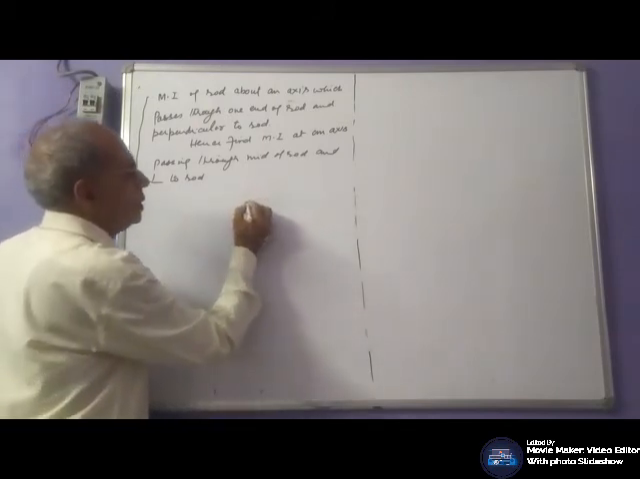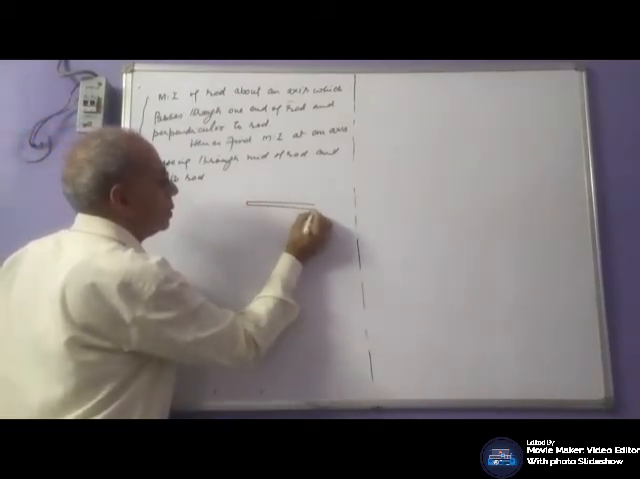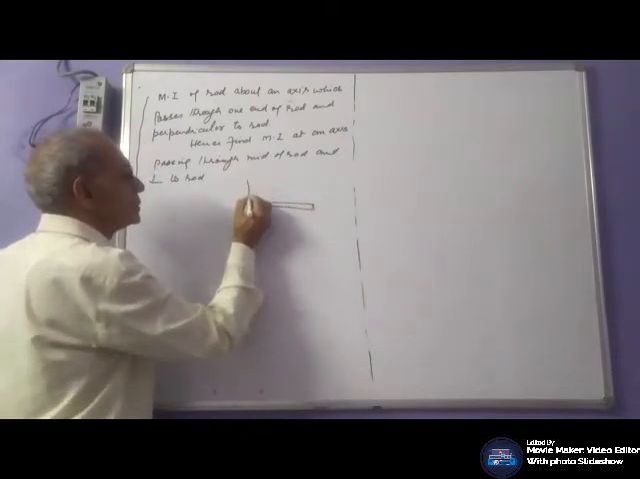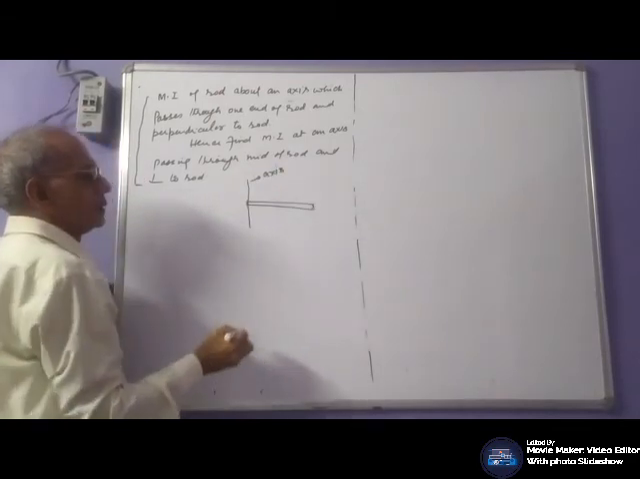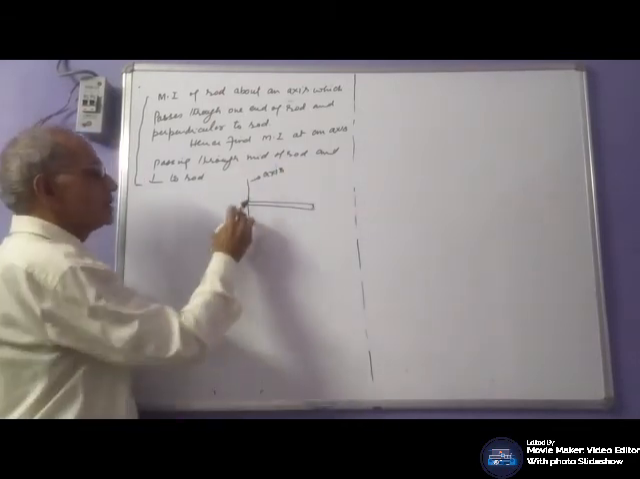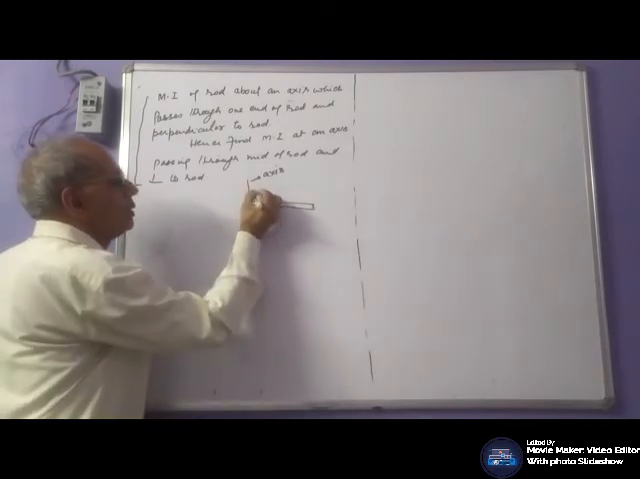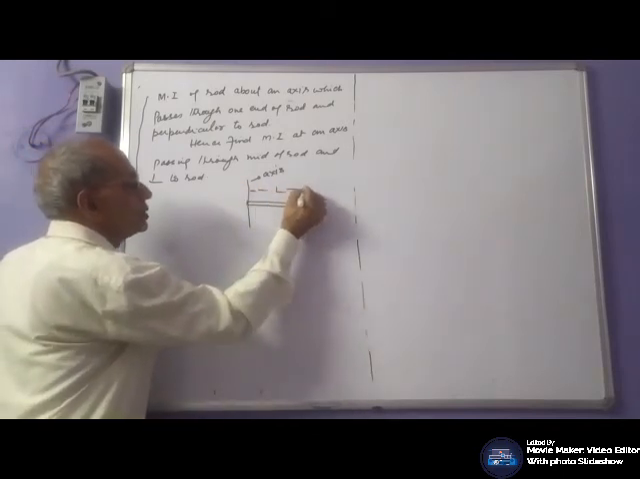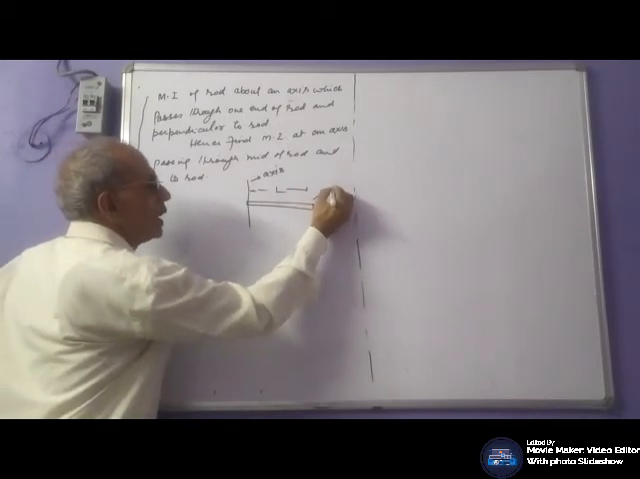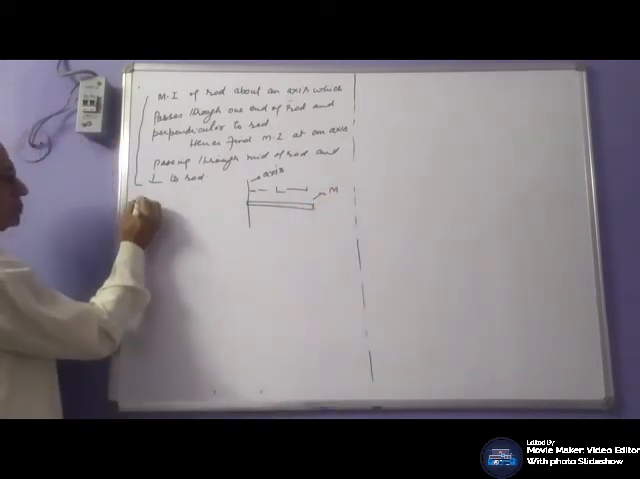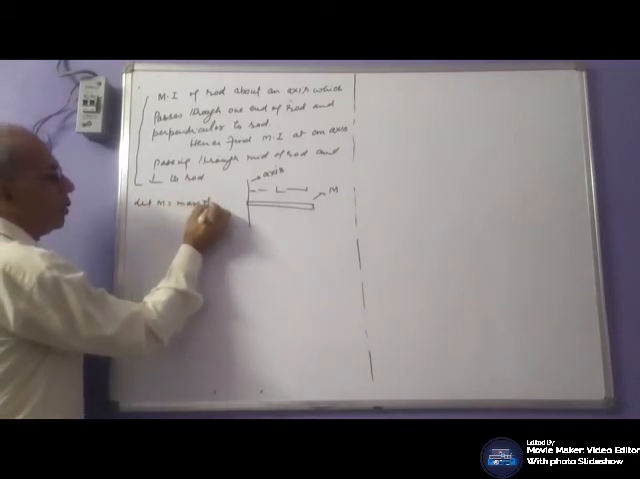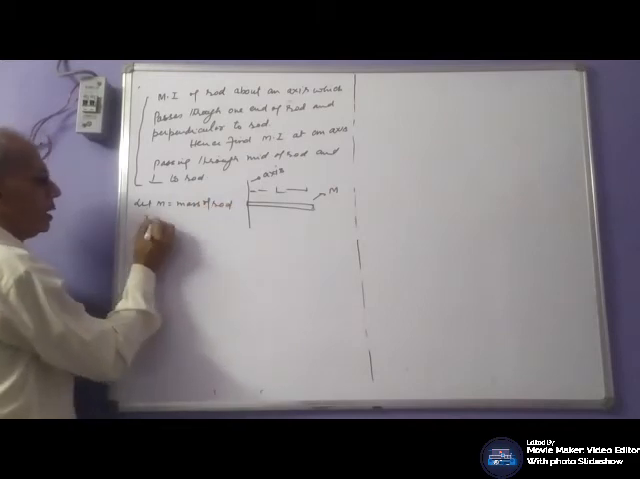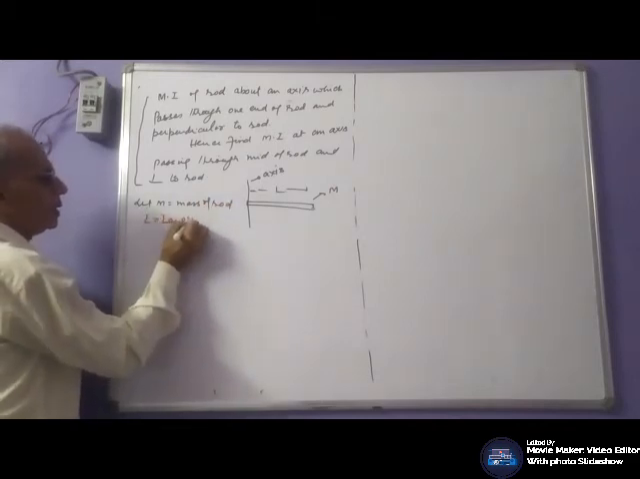Look at this first part first. This is a rod. This is the axis of rotation where we want to find moment of inertia. This axis is perpendicular to this rod. This length of rod say L, mass say M. M is the mass of rod, L is the length of rod.